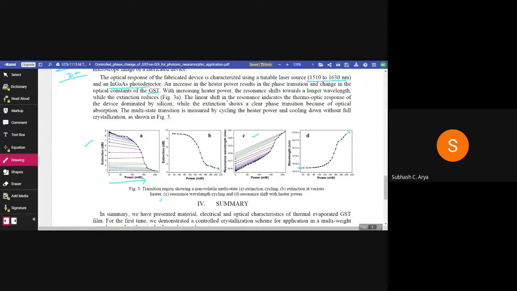The linear shift in the resonance indicates the thermo-optic response of the device is dominated by silicon, while the extinction shows a clear phase transition because of the optical absorption. The multi-stage transition is measured by cycling the heater power and cooling down without full crystallization, as shown in figure 3.